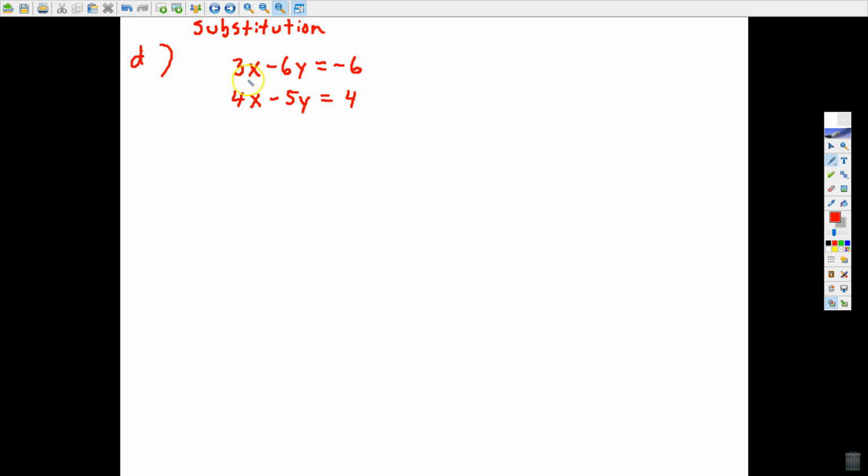Again, I've got 4 choices. None of them are necessarily wrong, but there is one that's best. The best option is to solve for x on the top. And here's why. If I solve for x, that means I'm going to be adding 6y to both sides. And now I'm going to be dividing by 3.